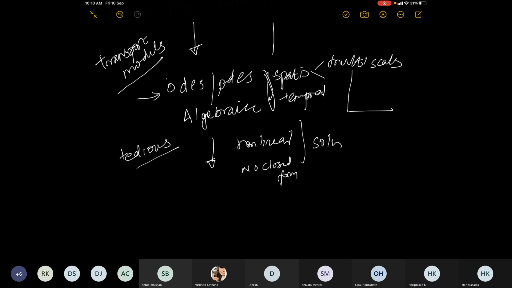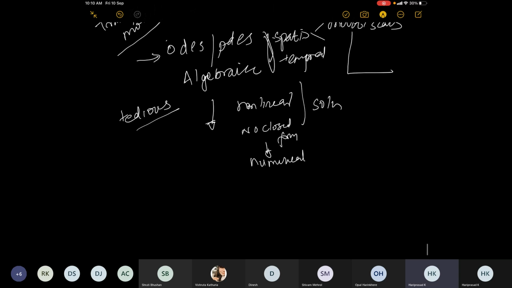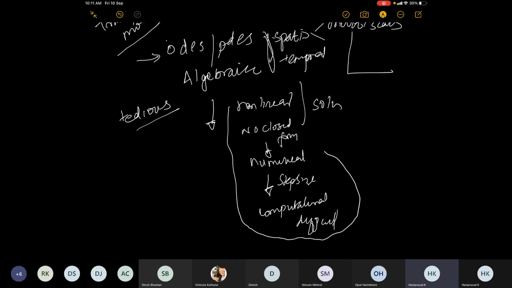Okay. So if there is no closed form solution, what do you have to do? Numerical solutions. If it is a numerical solution, there are a lot of things: it is a function of step size, computational difficulties, and so on and so forth. So we have seen this vicious circle. Whatever you do, it just keeps making things complex.